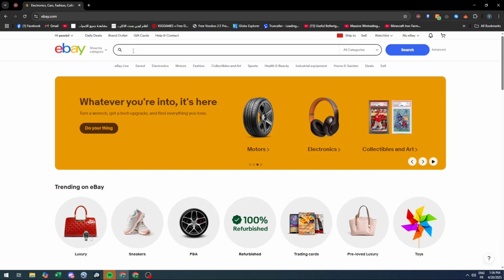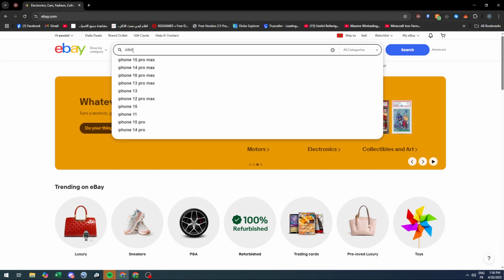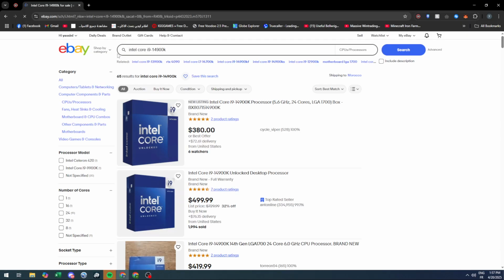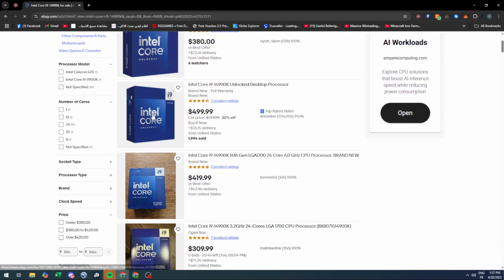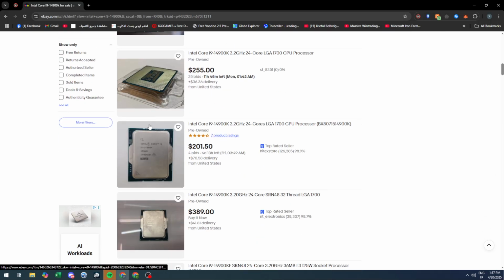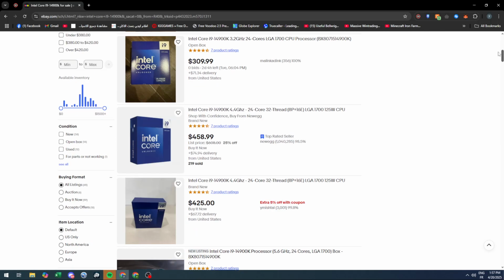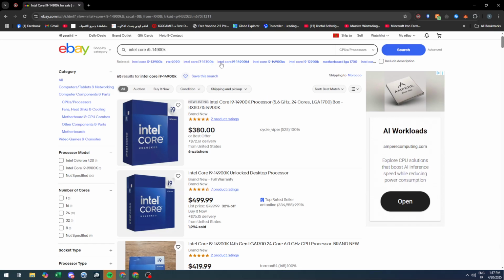For example, I want to buy an Intel Core i9 14900K. I will simply write it down, and here they are. So, I will find here a lot of prices depending on if it is used or not. Let's go here and choose what specifics we would like.